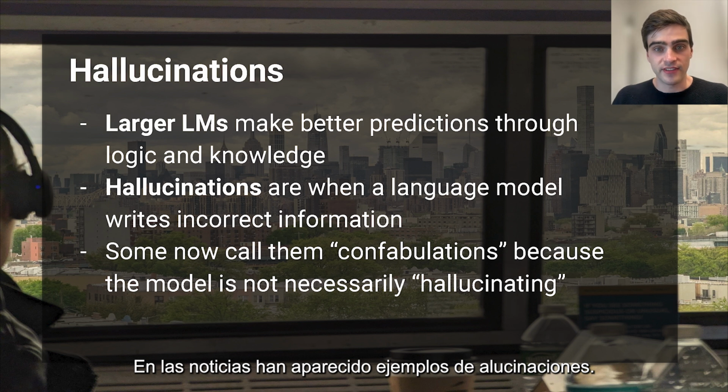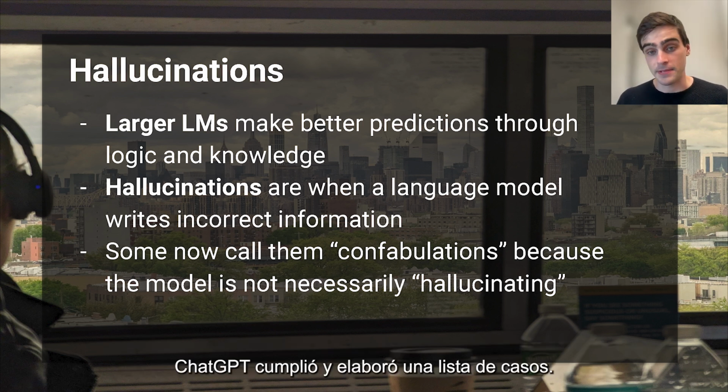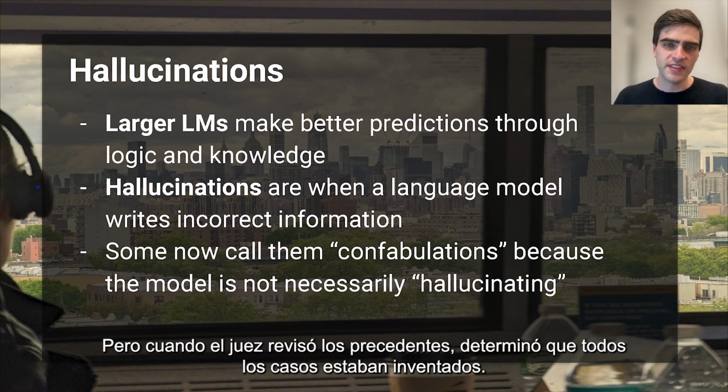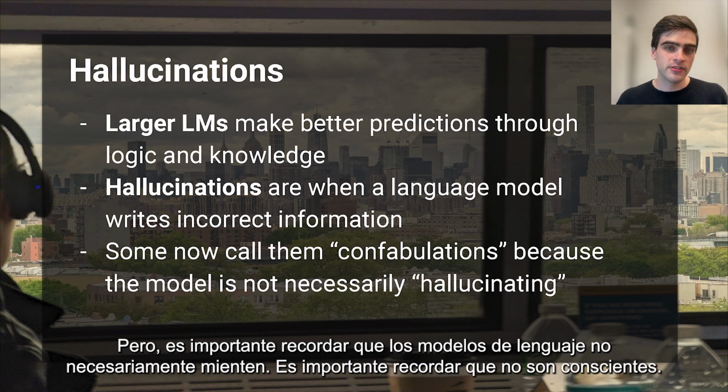Examples of hallucinations have appeared in the news. For example, a lawyer a few months ago preparing for a lawsuit asked ChatGPT for relevant precedents. ChatGPT appeared to comply. It produced a list of valid cases. But when the judge reviewed the precedents, the judge found that the cases were all made up. ChatGPT had lied. But it's important to remember language models do not necessarily lie.